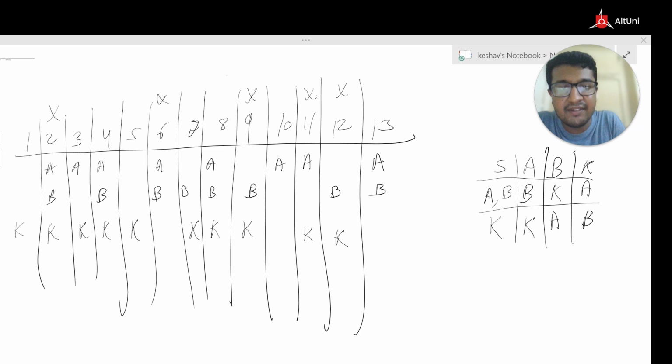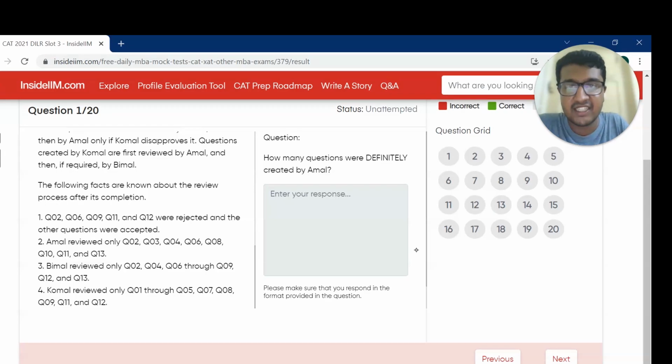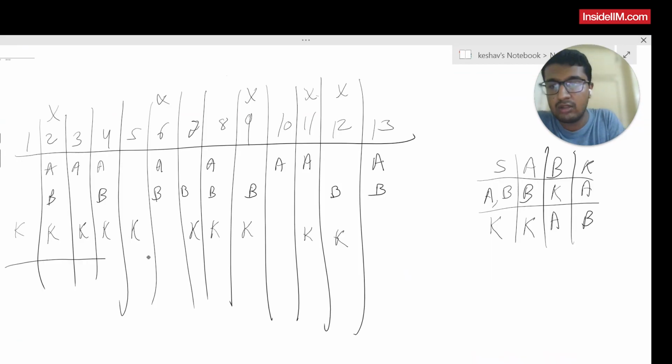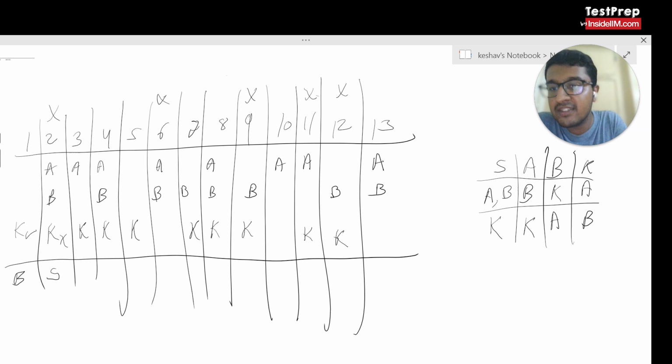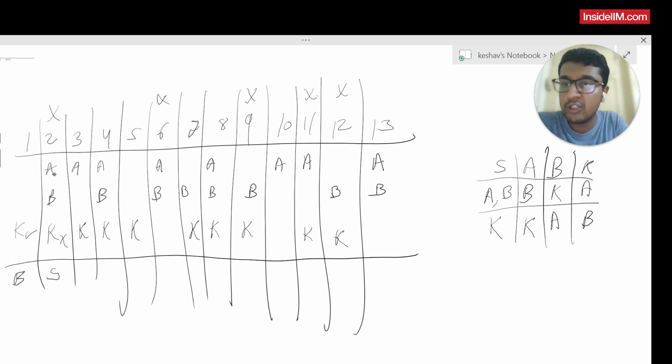So let's try to figure out which questions might have been created by whom, and who might have accepted or rejected said question. See, as the first question is only reviewed by K, that's possible only if B must have created it, and as the question was accepted, K must have accepted the question. Second question was reviewed by all three of them, so S must have created it, and I know for a fact that K must have rejected it because the second question was rejected, and I'm not sure if either A or B accepted the question because one of them must have accepted it and one of them must have rejected it.